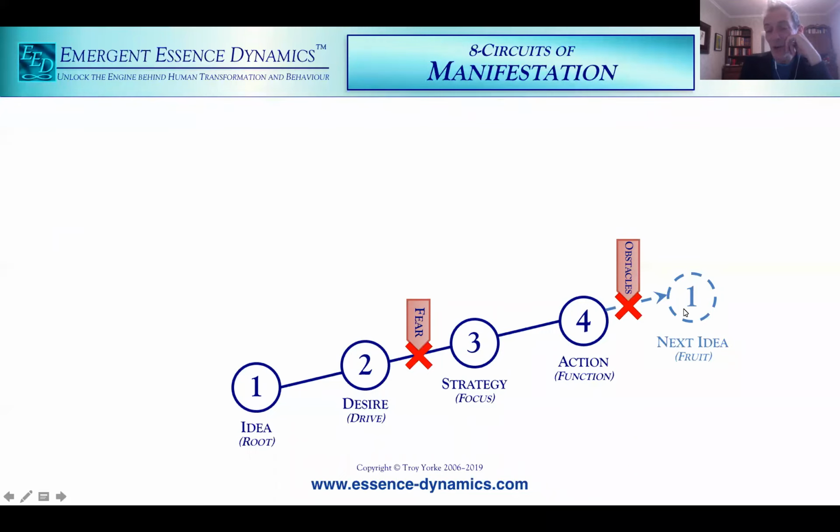So how do we get around this? Okay. Because I'll have an idea. I really want to do it. Oops, there's fear. That fear might take over my desire. I still might move into strategy, but now it's a fear-driven strategy, fear-driven action, and then I run into an obstacle. Now I'm even more stressed and with anxiety. So I might even fight through those obstacles. Now I've got a bad fruit because it's just filled with stress, anxiety, and fear. Or I've given up on the idea because of fear, or I've given up on the creation because of the obstacle. Are you guys seeing here how these two places are roadblocks, if we only follow this terrestrial track?